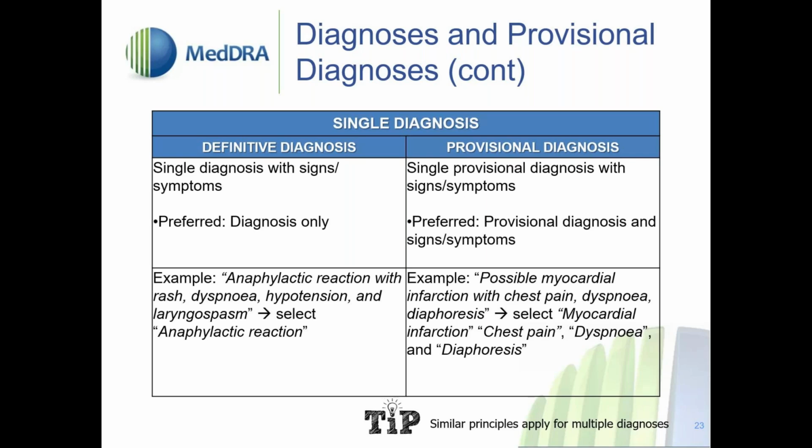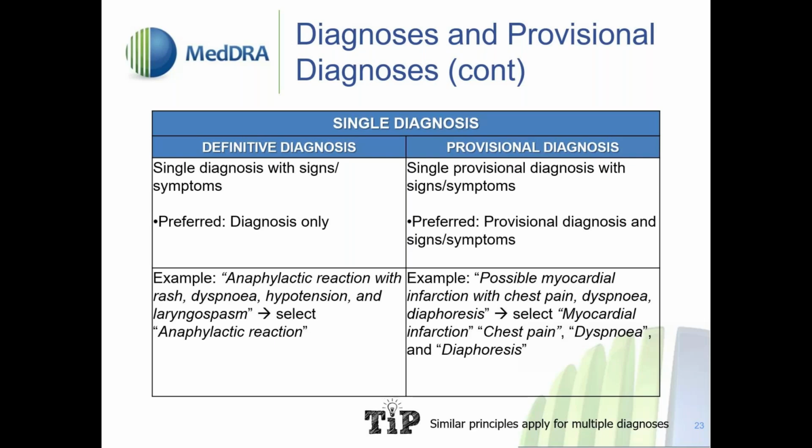But if the reporter is telling you that the diagnosis is not confirmed, so it's provisional, and they give you signs and symptoms, then according to the PTC guideline, the preferred option is to select the MedDRA LLT terms for the diagnosis as well as terms that represent the signs and symptoms. So if it's a provisional diagnosis and you have signs and symptoms, basically you're coding everything.